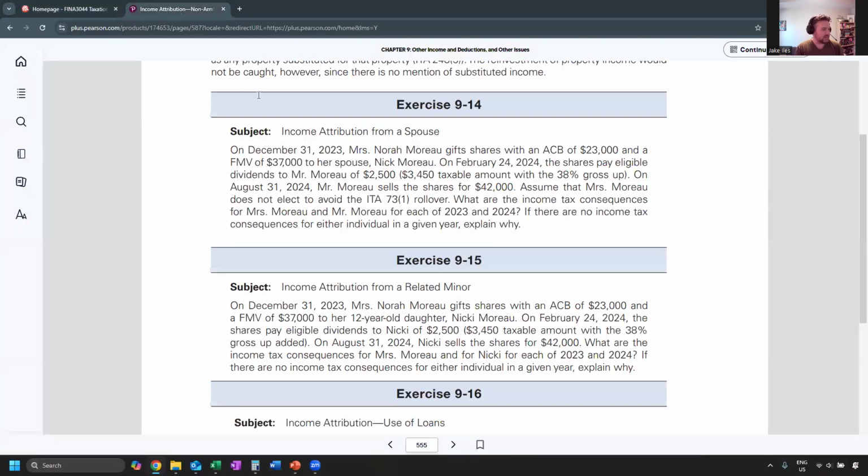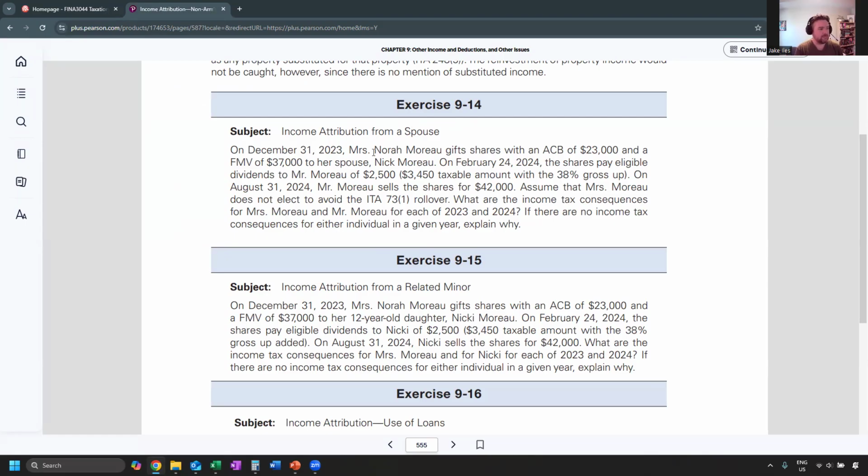For the exercises, I'm doing exercises 914 and 915 at the same time because both questions use the same numbers for cost base and fair market value. It just changes who we're giving it to: income attribution from a spouse, income attribution from a related minor. So let's get some details.